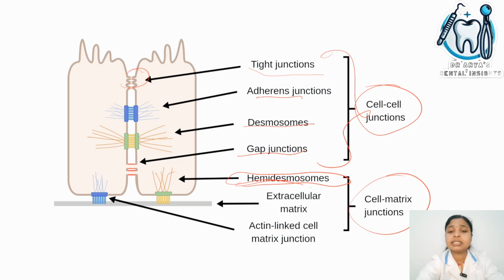And this is the extracellular matrix. So cell matrix junctions are the hemidesmosomes and also the actin-linked cell matrix junction. So these are the cell junctions. The cell to cell junctions are tight junction, adherens junction, desmosomes, gap junctions. And the cell matrix junctions are hemidesmosomes and actin-linked cell matrix junction. Okay.